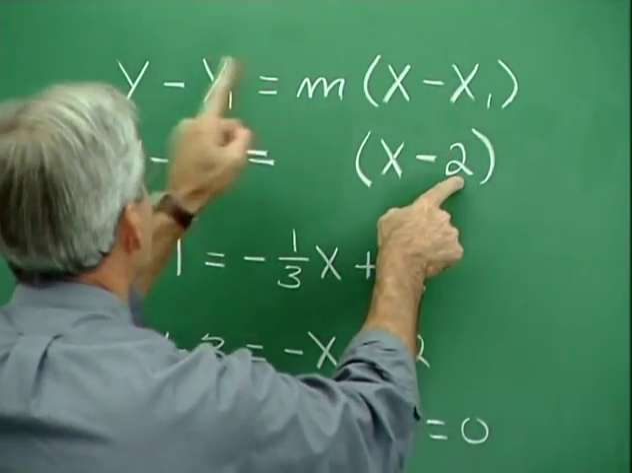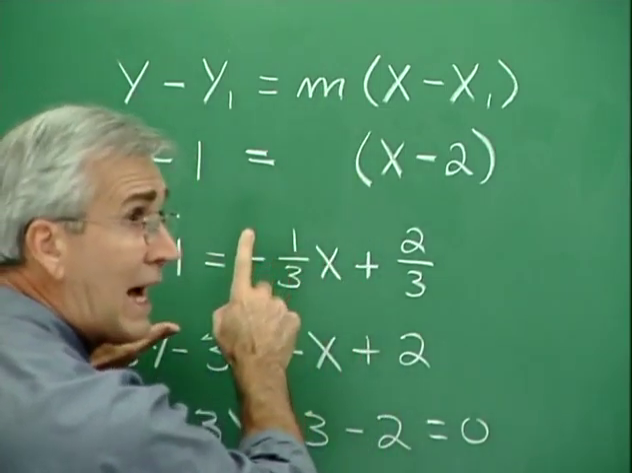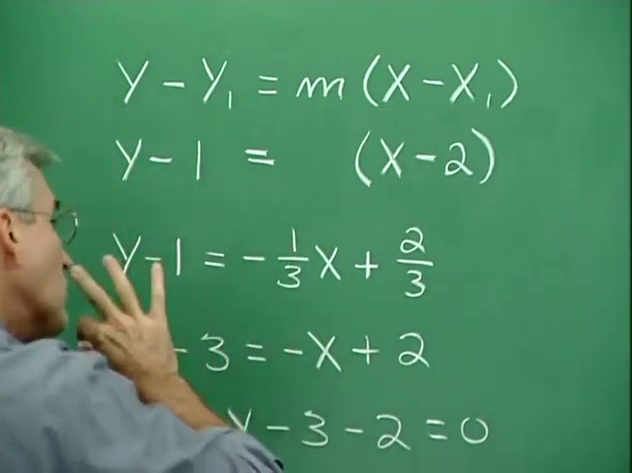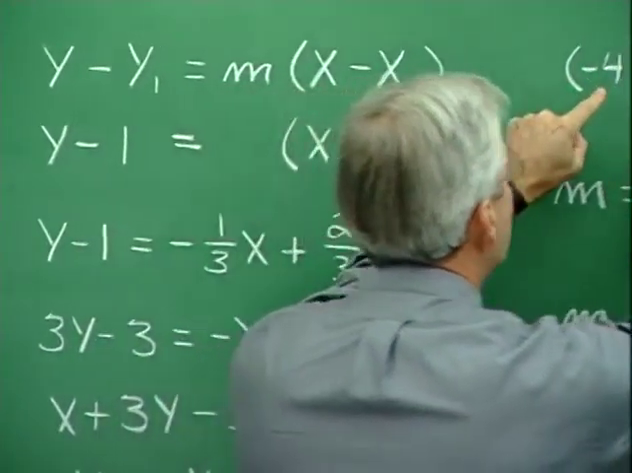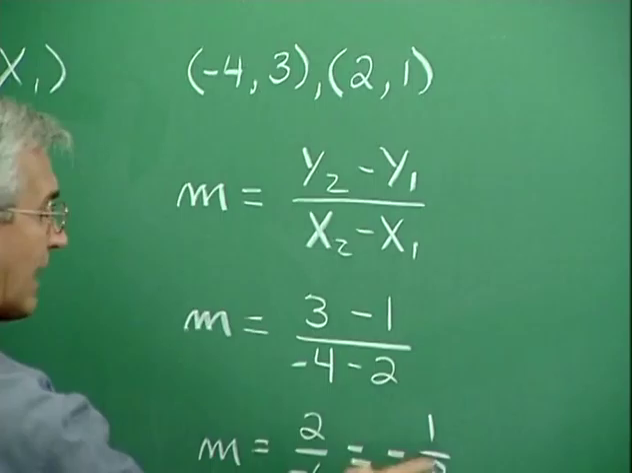So the 2 goes in place of x, the 1 goes in place of y. But what about the slope? Well, we have to go to the side and make the calculation for the slope. So we slide over here, and using these 2 points and the slope formula, we plug in, and we find the slope to be negative 1/3.